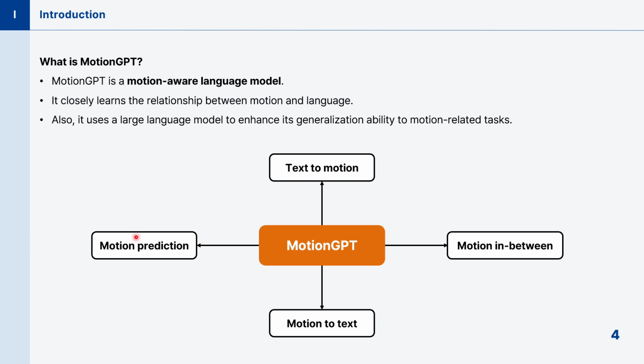So, what is MotionGPT? It is a motion-aware language model that learns to understand and generate both human motion and language. It closely learns the relationship between motion and language using a unified model. And it uses a large language model to enhance its generalization ability to motion-related tasks. The key contribution is the integration of motion and language into a single model, allowing it to generalize well across motion-related tasks.